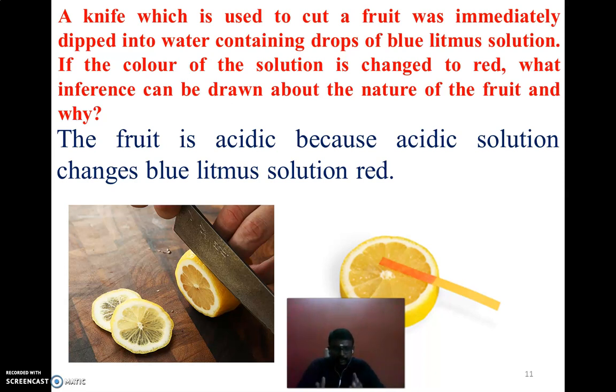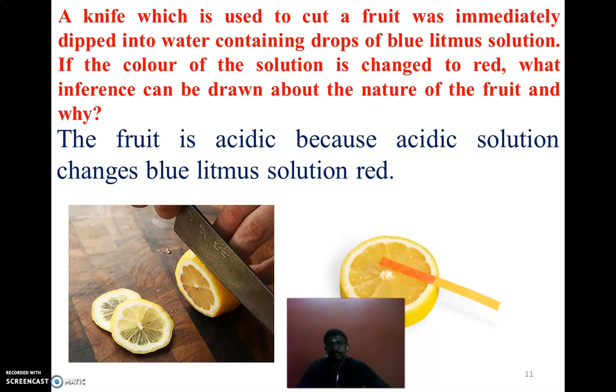So the fruit is acidic in nature. For example, take the lemon. Lemon is acidic in nature because in lemon, what acid is there? Yes, citric acid. So when we dip the blue litmus paper in lemon, it will change to red color. That indicates the lemon has acidic property. It's acidic in nature.